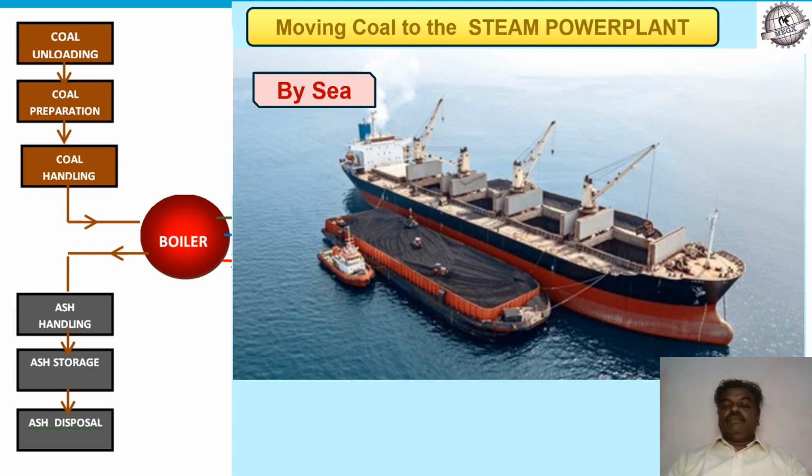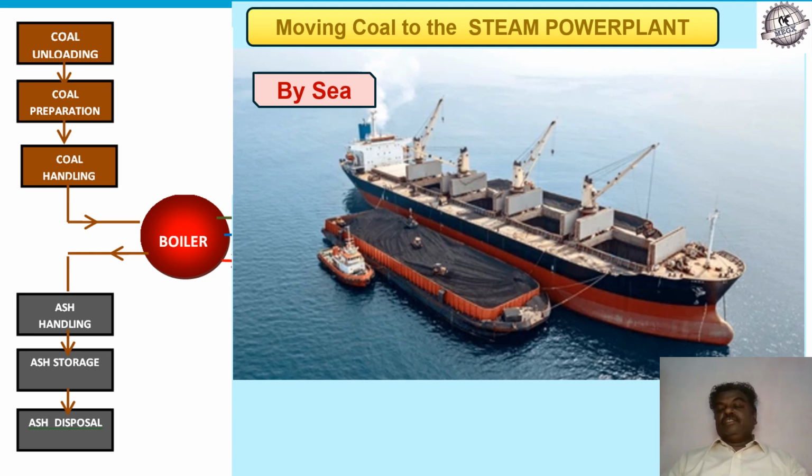And when we talk about thermal power plants, for its operation, we require huge quantities of coal. To put that in perspective, a thermal power plant which generates 1000 megawatts requires around 10,000 tons of coal each day for its operation. So, for its operation, a huge amount of coal is required, which has to be moved from the coal mines.